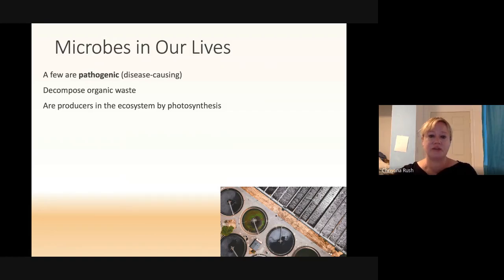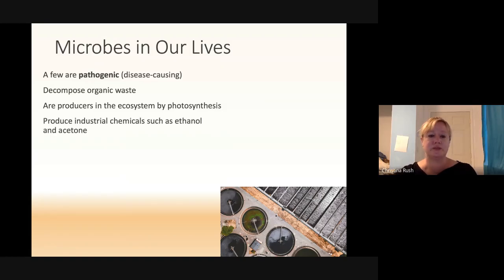They are producers in the ecosystem by photosynthesis. An enormous amount of photosynthesis is conducted by microbes. We always think of trees, but in fact, there are more microbes than there are plants. And the microbes are just adding so much by way of photosynthesis, by fixing carbon, by releasing oxygen, by taking that CO2 out of the atmosphere.